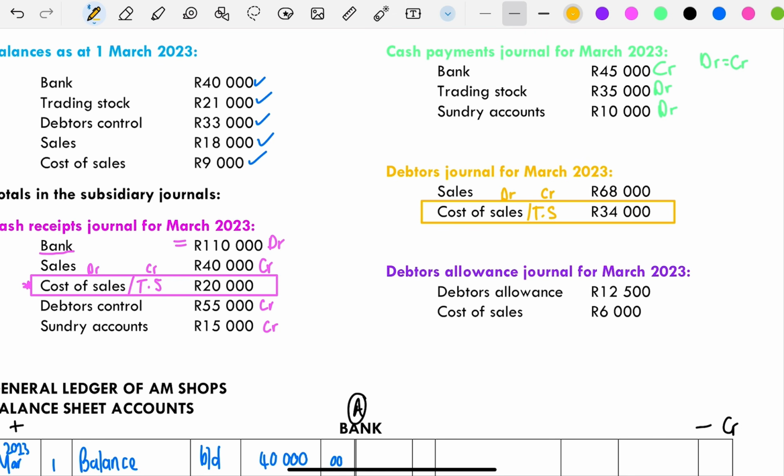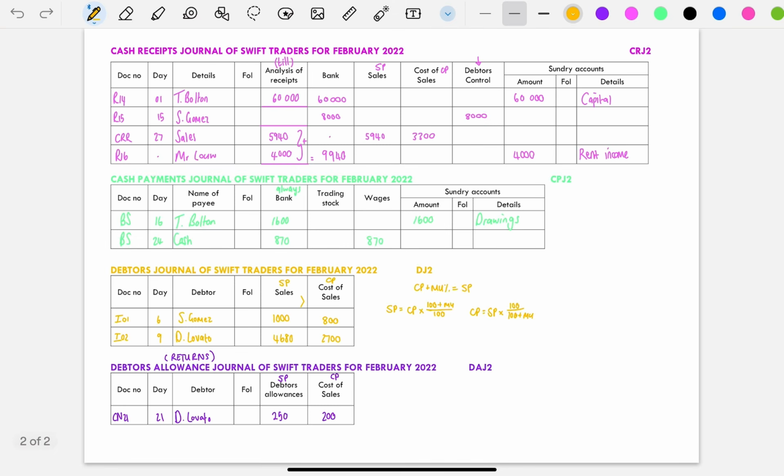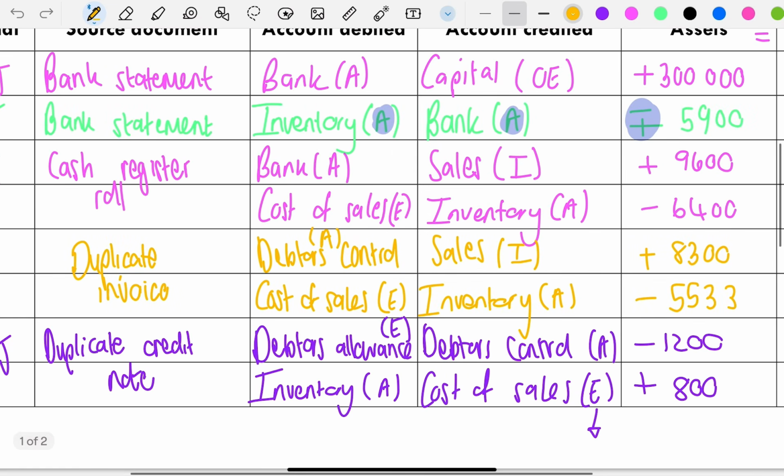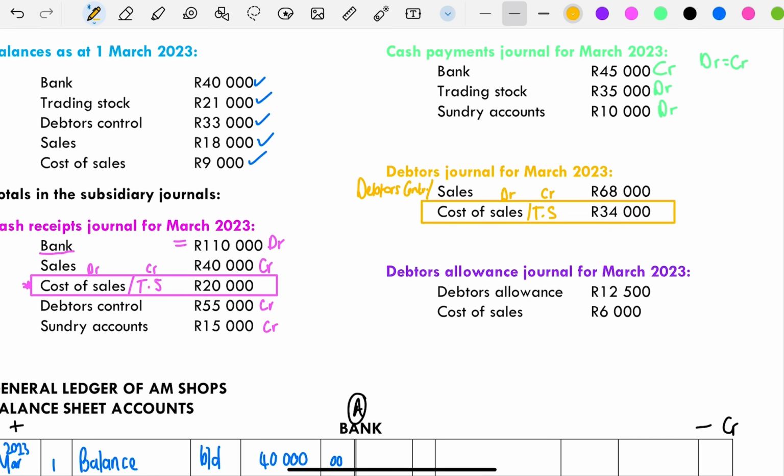Now, the sales column of 68 is really important to understand. We are selling to a debtor. So your debtor's control will be used with sales because we are not receiving cash, so we can't use bank when we're posting the DJ. However, you'll see when it's a debtor's journal transaction, same in the accounting equation, we had debtor's control with sales and cost of sales with trading stock. And that's exactly what we're doing here.